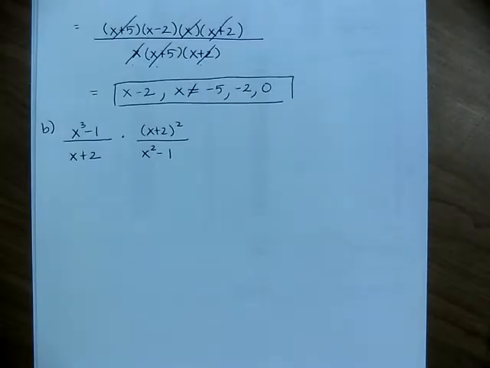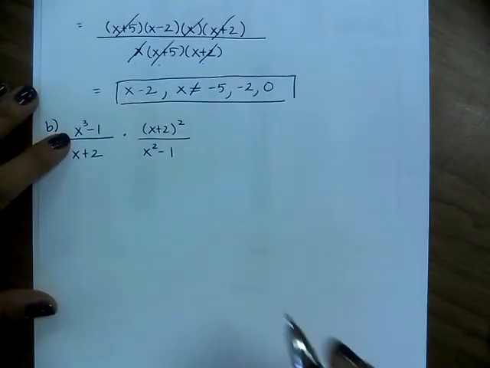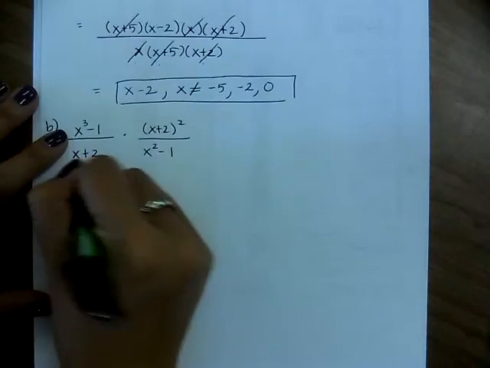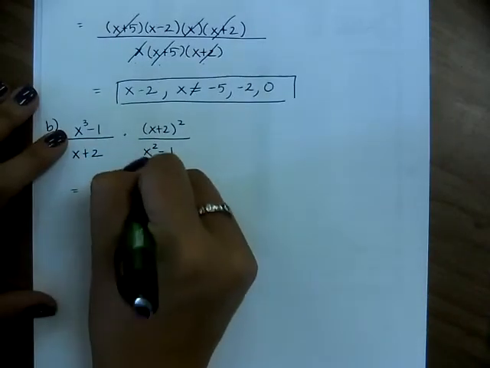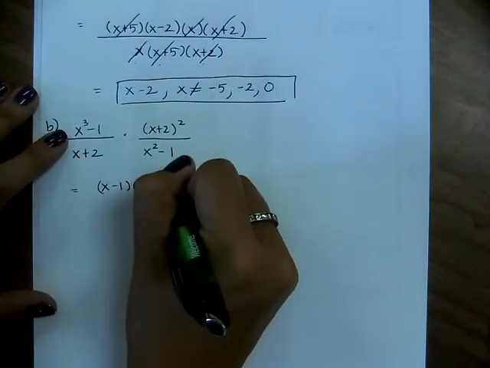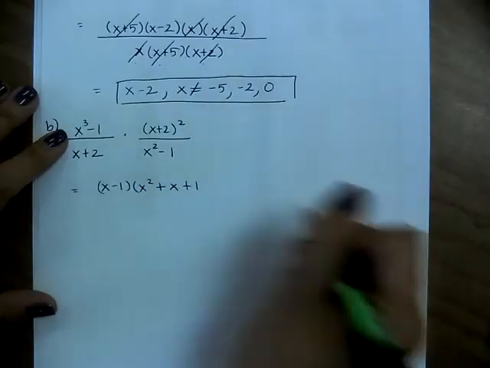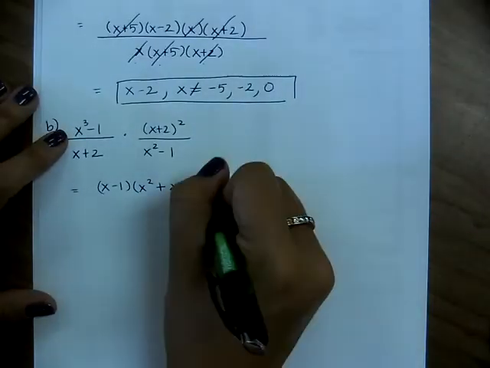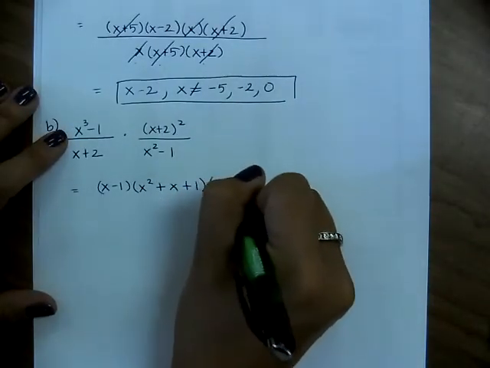So before we do anything, we have to factor, and then join those numerators and denominators. Here we have a difference of cubes, so right away, I'm expecting you to remember that special factoring pattern. We're going to get x minus 1 times x squared plus x plus 1 times x plus 2 squared.